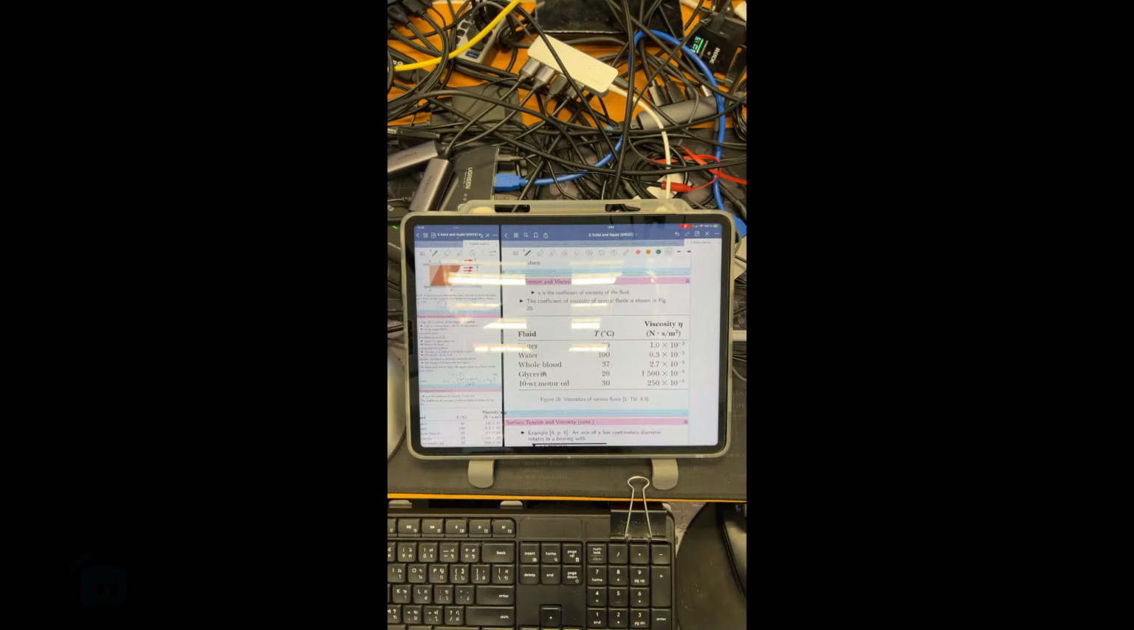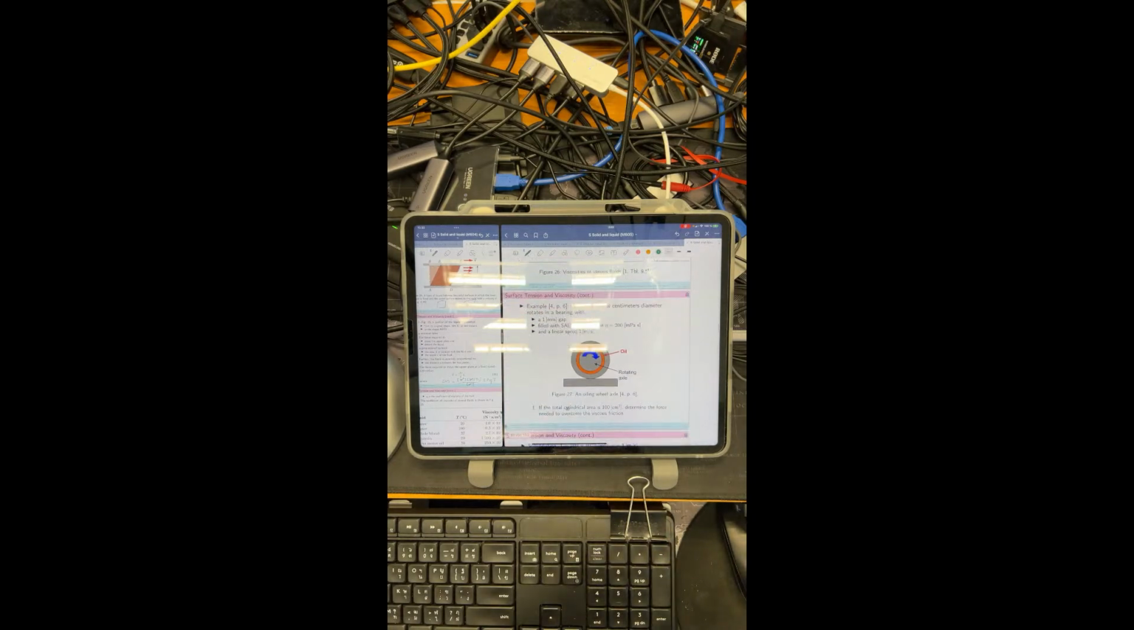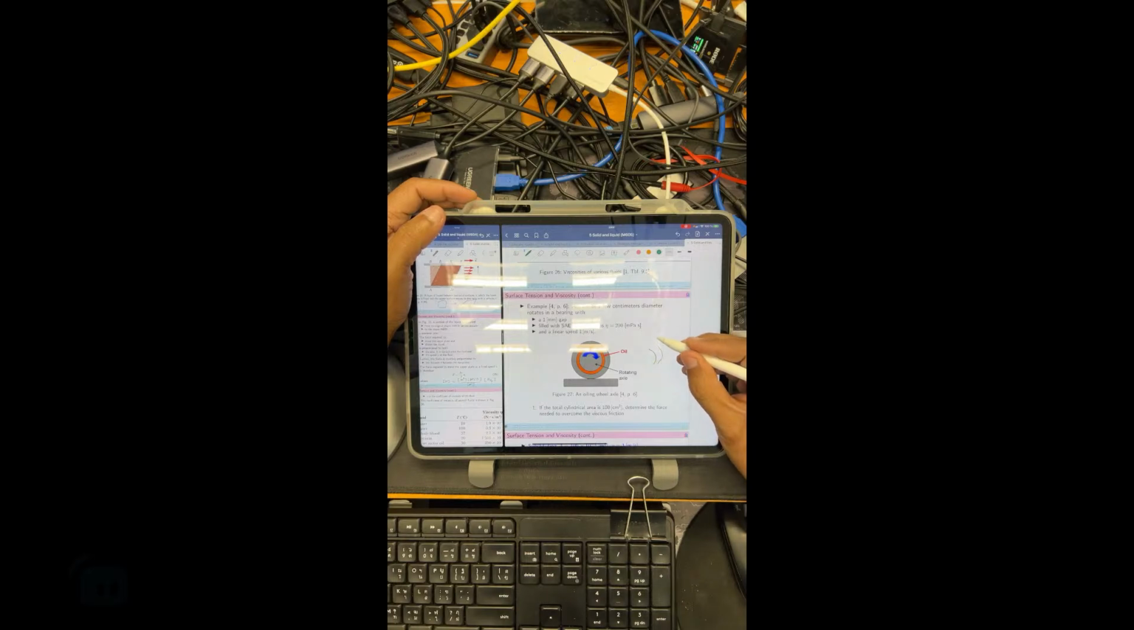And glycerine is a kind of fluid that has extremely high viscosity. The motor oil also has a large viscosity. Now let's take a look at one example. An axle of a few centimeters diameter rotates in a bearing with a 1 millimeter gap. The gap here is D, and D is 1 millimeter.